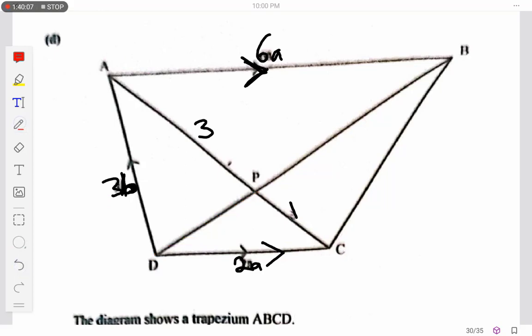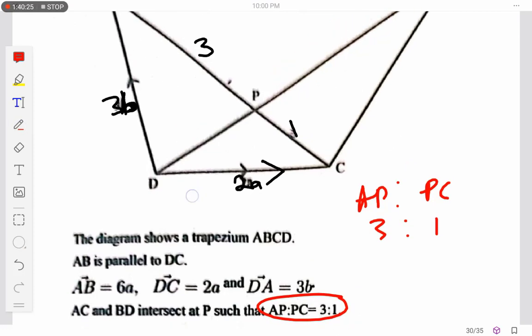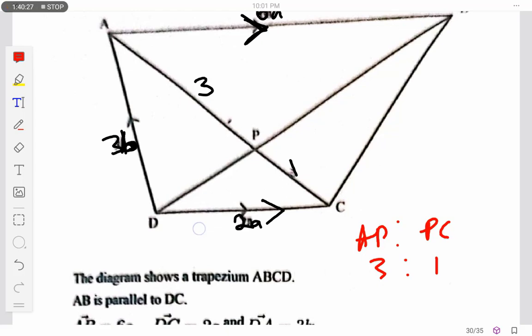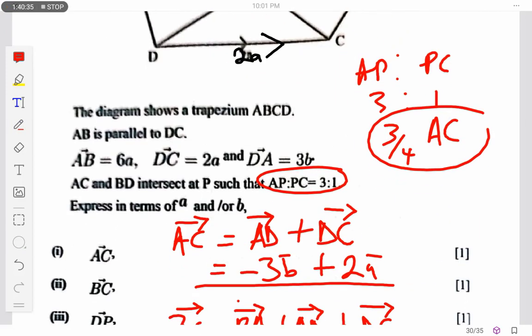Guys, that AP is to PC in the ratio 3 to 1. So it means if I want to go from A to P, it's going to be 3 over 4 of AC. Okay, so I'm going to use that because we calculated AC before.